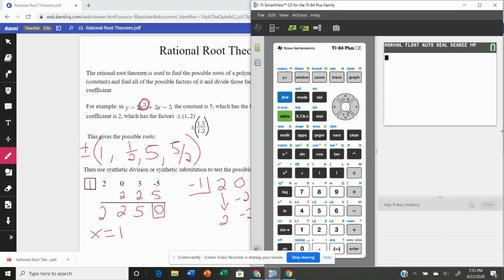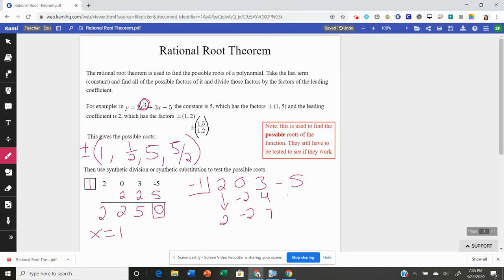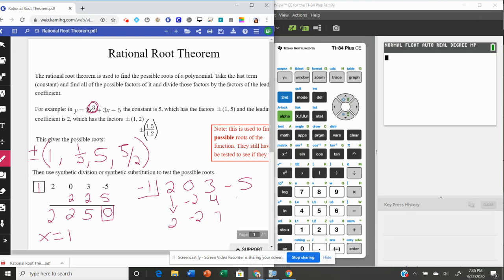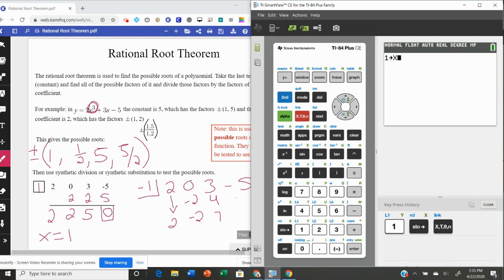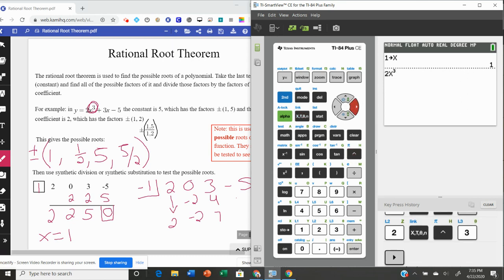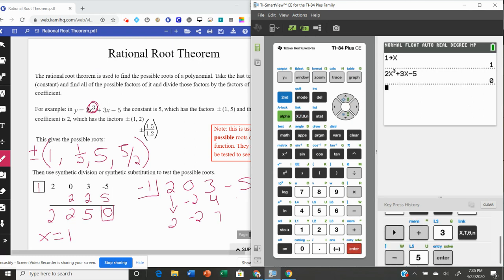All right, if we're going to be using synthetic substitution for this method, let's take a look at storing our options. So let's say that I store that 1. So 1, store x, enter. We get our confirmation. And now we start writing in our equation: 2x cubed plus 3x minus 5. When we hit enter, we again get that same confirmation as before, though we got 0 as a remainder, so we know that 1 is a root.